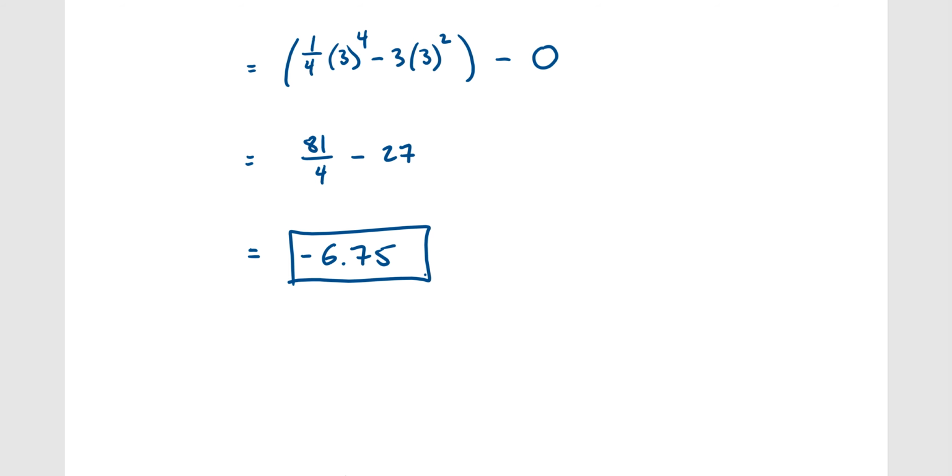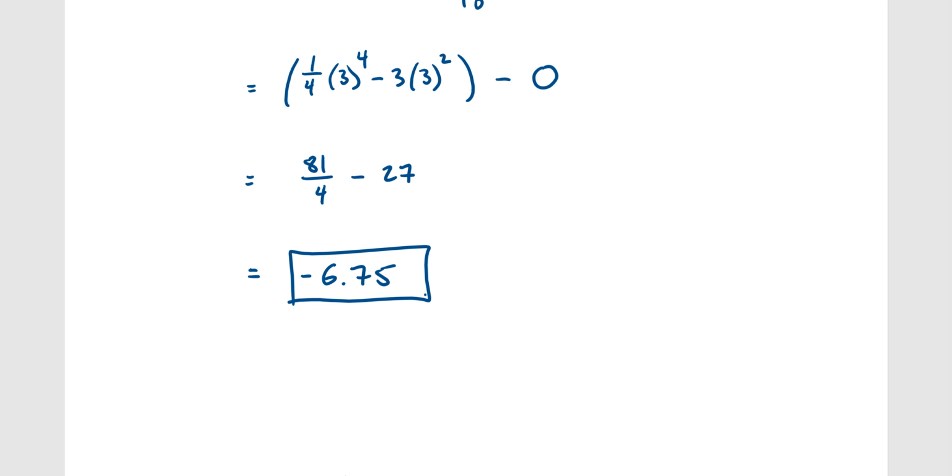So that would give us the net area under the curve from 0 to 3. And we can see that there's going to be more area below the x-axis than above the x-axis because we got a negative answer.